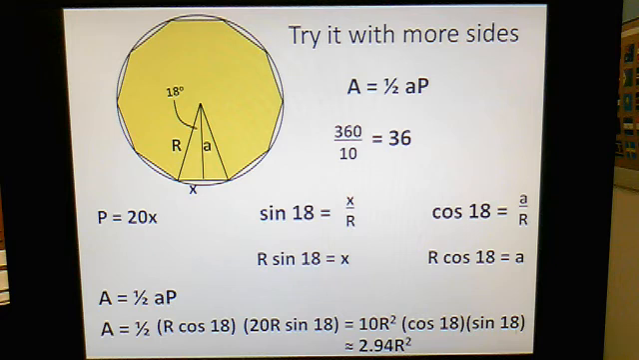So at this point, some of you might see where I'm going with this, might see why I'm having you do this. If you look at 2.94, you've seen something like that before. 2.94 times r squared is equal to area. Think about that for a second.